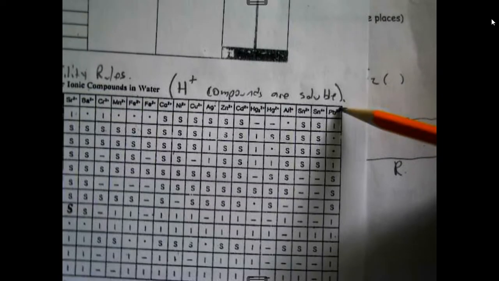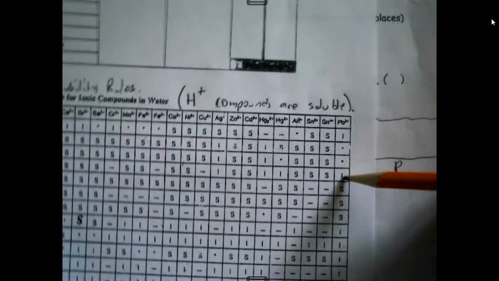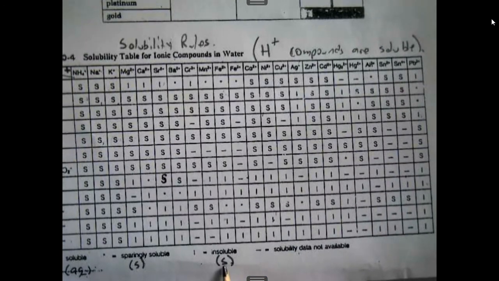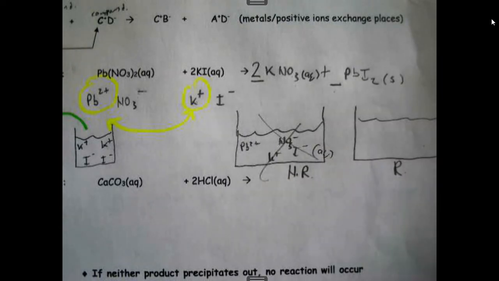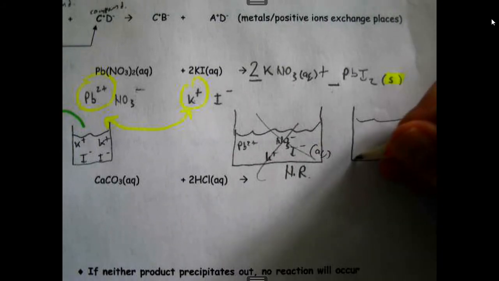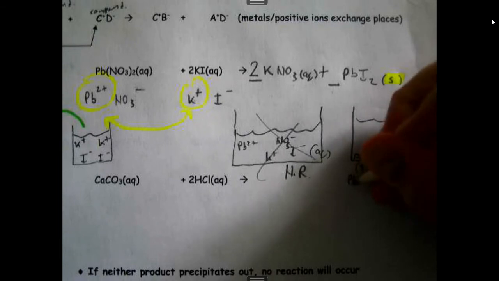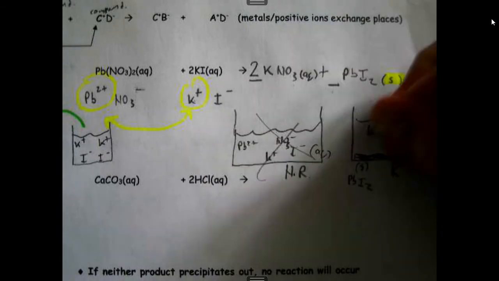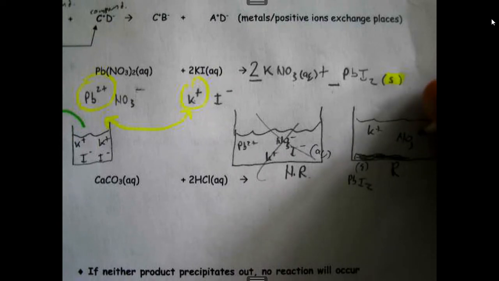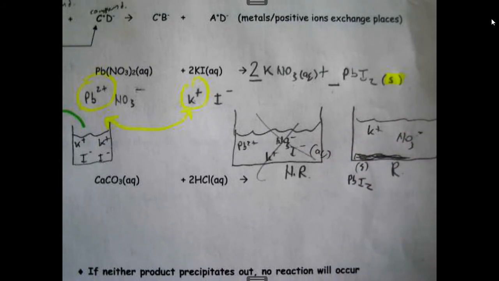So then we look for Pb2 plus, which is here. And then we're going to look for the iodine, which is going across here. We come down and it's an I, which means it's insoluble. So that's going to be a solid. And that's great, because now we know that we have a precipitate that forms, which means that it would start to accumulate and come out of solution. So this is your solid, and in this case, it's going to be PbI2. And these things will stay in the solution because they didn't form a solid. They were aqueous, so they're still floating around in their solution.